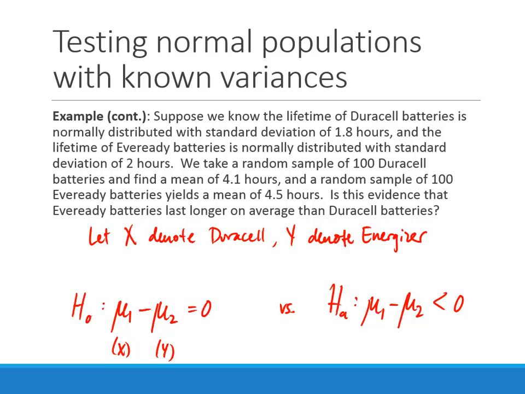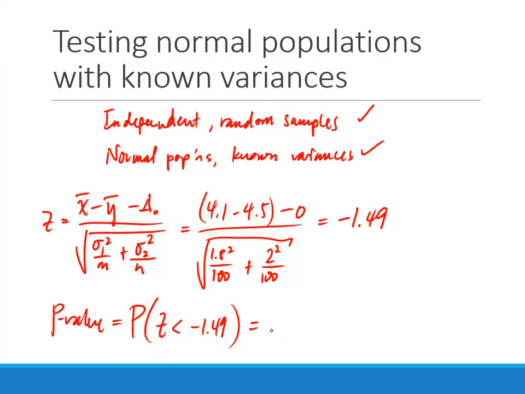So, the question I might have originally asked was, do I have evidence that Duracell batteries last longer than the Energizer? In which case, I'd want to look at the greater than, even though my test statistic is negative. So, your p-value doesn't always have to be a tail probability. That's a good reminder here, but here it is. So if you look this up in the table, this is 0.0681.